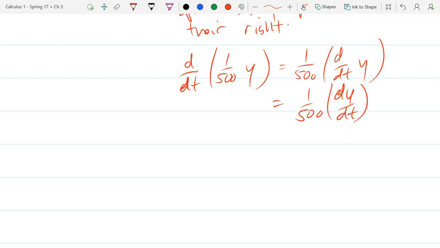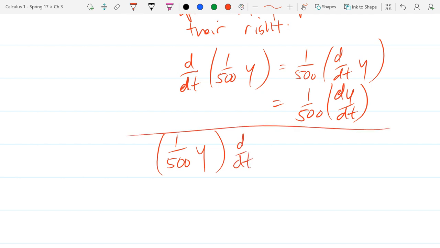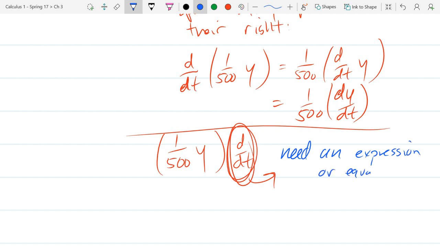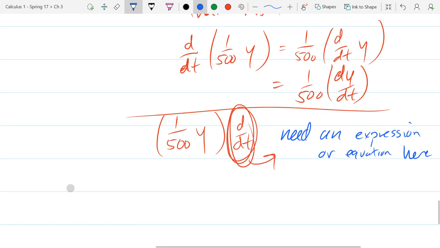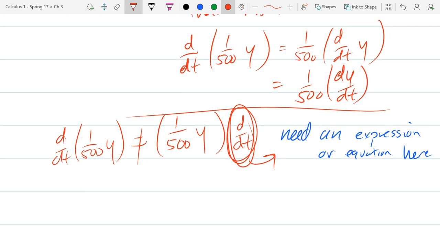Now let me do some really bad calculus. This doesn't really make sense because our operator is looking on its right side as to what to operate on. So this operator is hanging around with nothing to actually take a derivative of. So it wouldn't make sense to even write this. Right here I would need an expression or an equation. So this is definitely very different from d/dt of that right there. The one on the right doesn't make any sense because the operator has nothing that it's going to operate on. So does that help out a little bit?